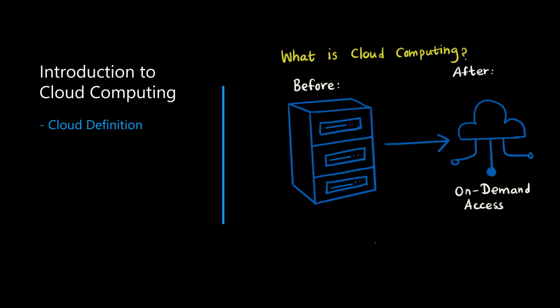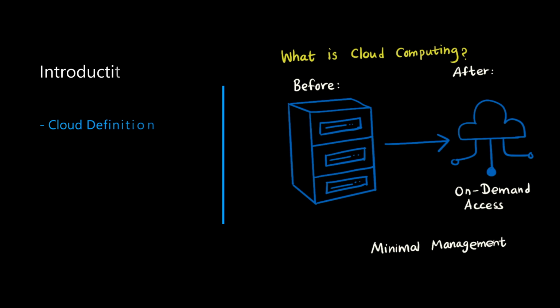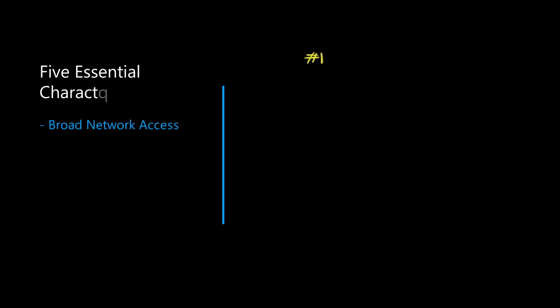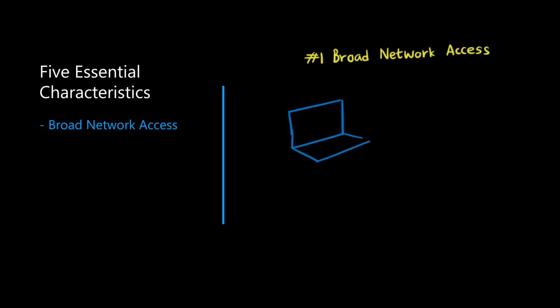These resources include networks, servers, storage, applications, and services that can be rapidly provisioned and released with minimal management effort or service provider interaction. Now let me break down the 5 essential characteristics that define cloud computing, and these are absolutely critical for your exam. First, we have broad network access, which means cloud services are consistently accessible through standard mechanisms.